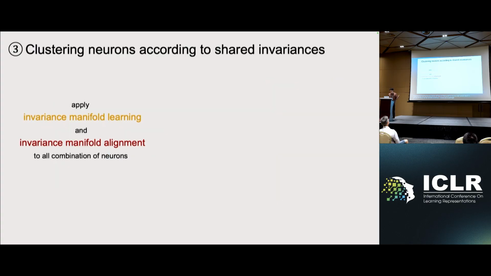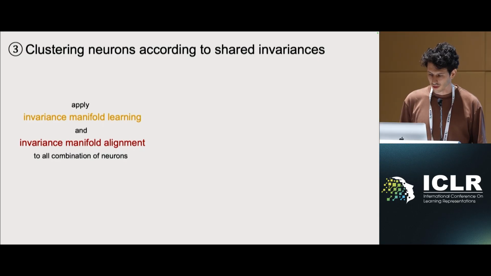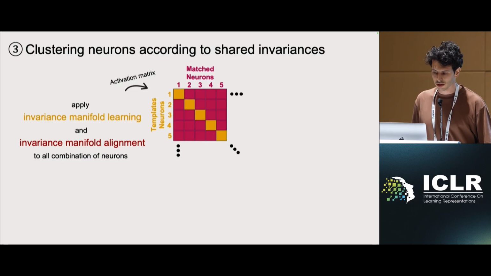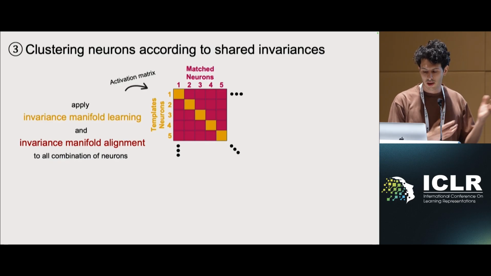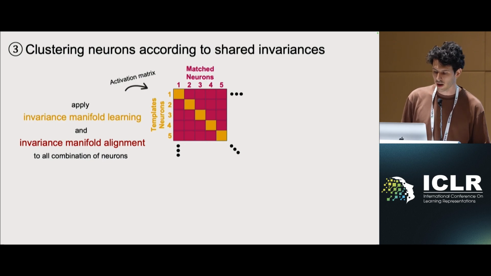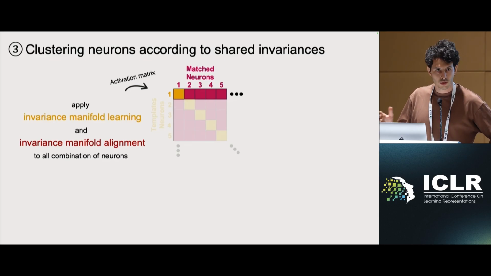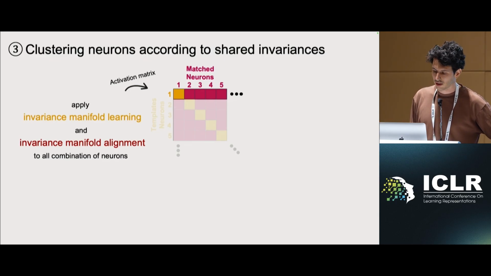The solution that we propose consists in basically applying the first 2 steps of our method to all possible combinations of neurons, and storing the activations that come out of the alignment procedure in what is basically an activation matrix, where each row represents how the invariance manifold of a neuron, in this case neuron 1, activates other neurons after alignment. If 2 neurons share the same invariance property, then they will be highly activated.